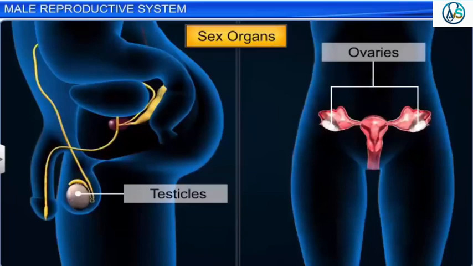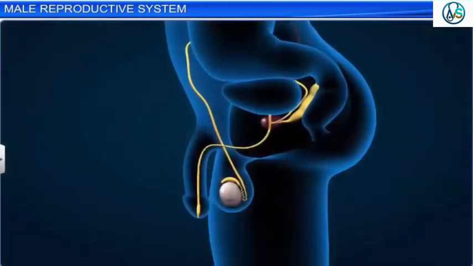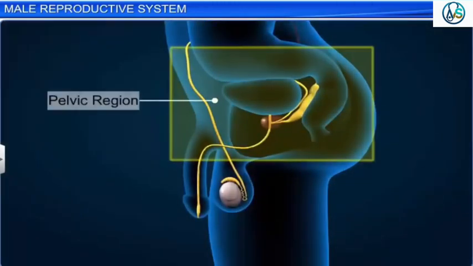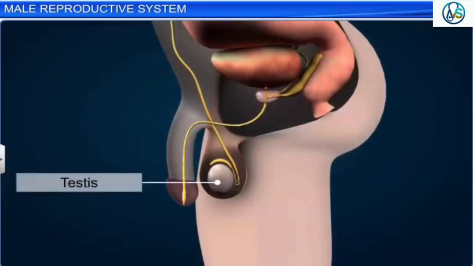Let us learn about the organs of the male reproductive system. The male reproductive system is located in the pelvic region. It includes the testes, accessory ducts, accessory glands, and external genitalia.